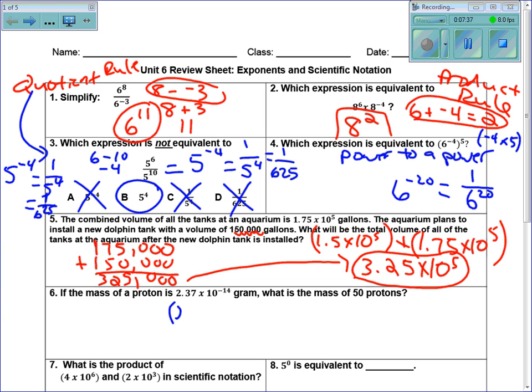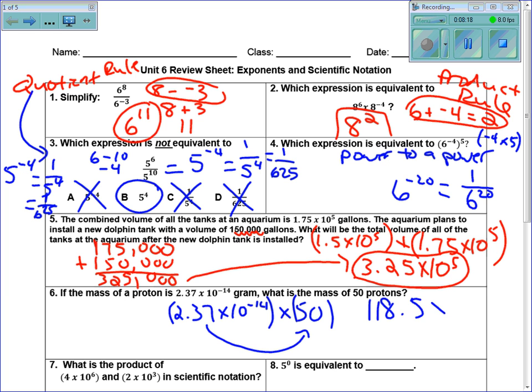So I need to do 2.37 times 10 to the negative 14 times 50. 50 doesn't have an exponent or a base attached to it. 50 is not written in scientific notation. However, we can convert it if we want to, or we can just multiply it exactly like it is. So I'm going to multiply 2.37 times 50, and that gives me 118.5. You're going to have to do that by hand, so make sure you can. I'm skipping that because I already did it by hand. You're going to have to.